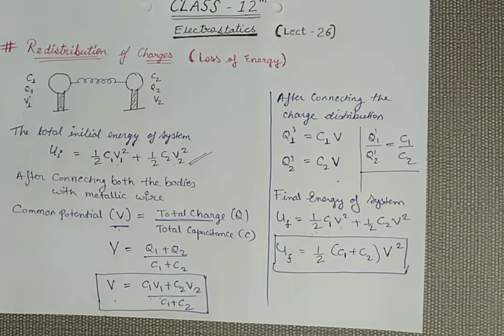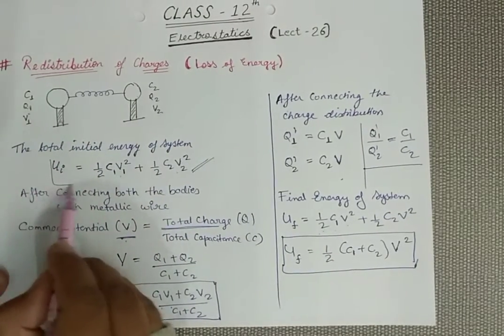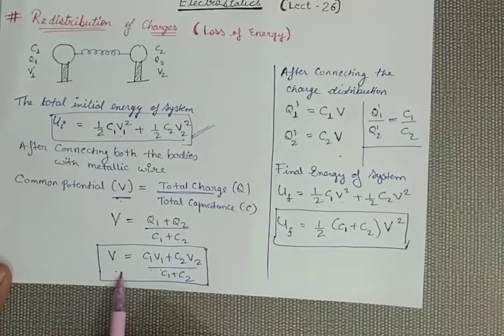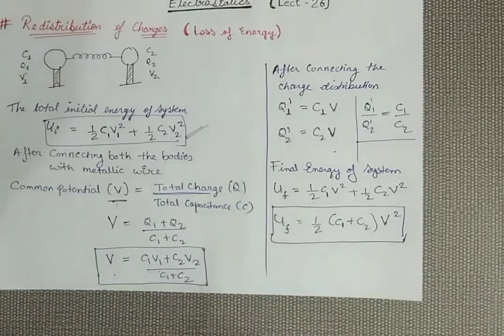So three important formulas are here. This is your initial energy of the system. This one is your common potential and this one is your final energy. So you have to just remember these formulas also along with the derivation.